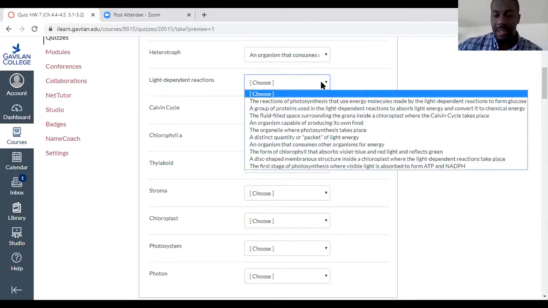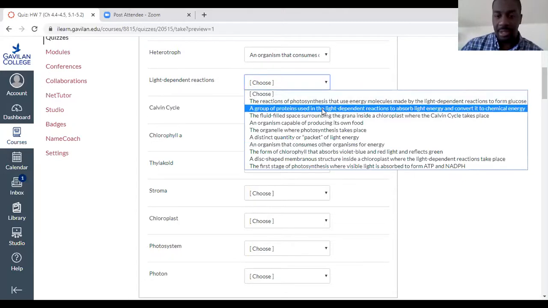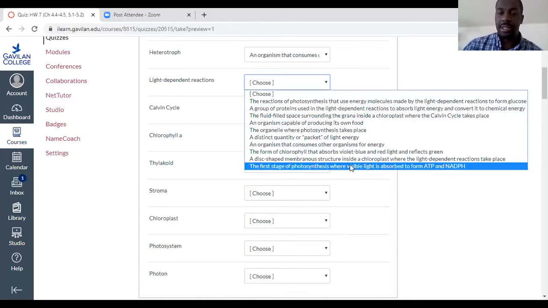Light-dependent reactions. It's going to be a group of proteins used in the light-dependent reactions to absorb light energy and convert to chemical energy. Not the group of proteins involved here. So it's the first stage of photosynthesis, right? The goal of the light-dependent reactions is to form ATP and NADPH. Good, Brianna. So the light-dependent reactions will have those proteins that help form the chemical energy, but the light-dependent reactions are the first stage of photosynthesis.